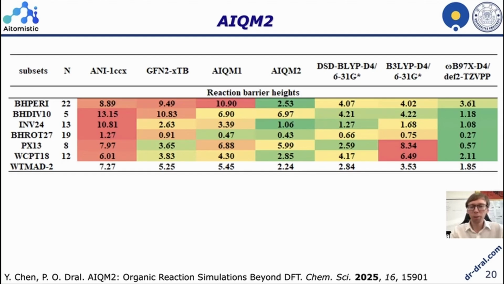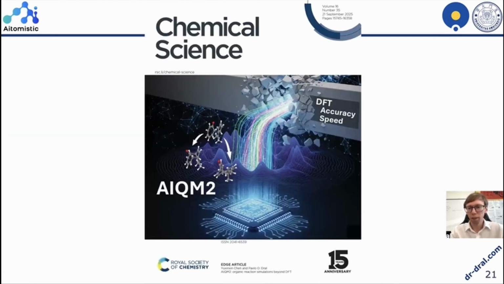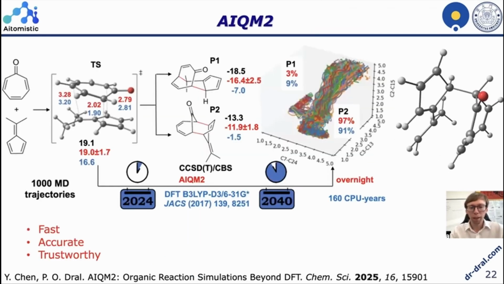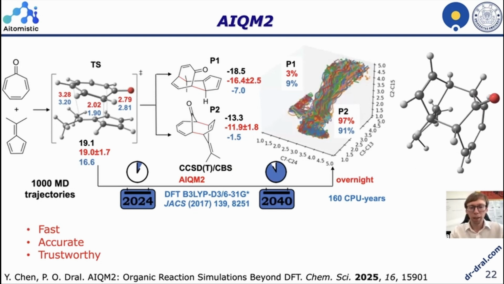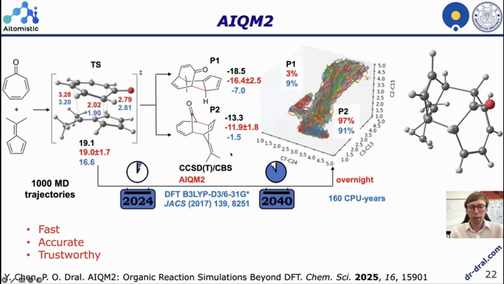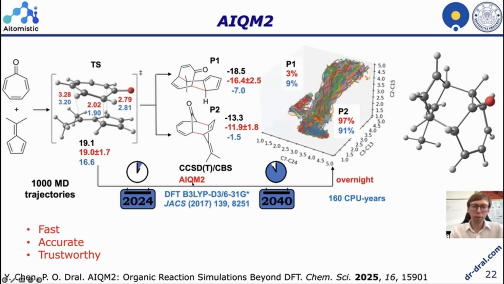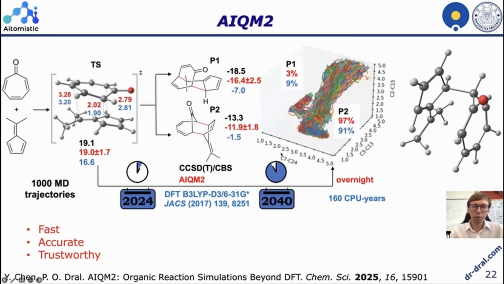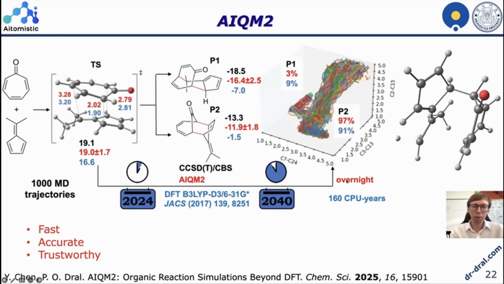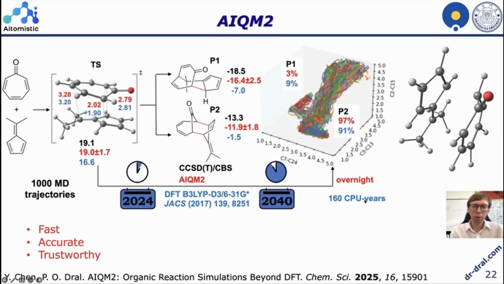But for many applications, it is doing quite good, even better than DFT. So that was recently published as a cover also in the Chemical Science journal. And here is an example of what it can do if you want to propagate massive simulations. It is the tool to go. So with this method, AIQM2, you can propagate 1,000 quasi-classical downhill MD trajectories overnight. If you want to do it with DFT, it will take you 160 CPU years.